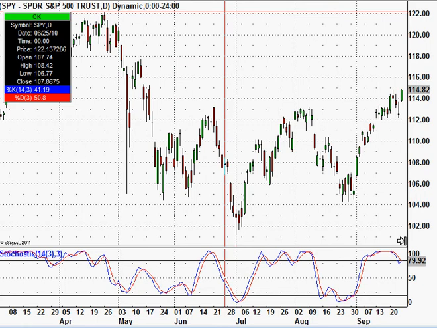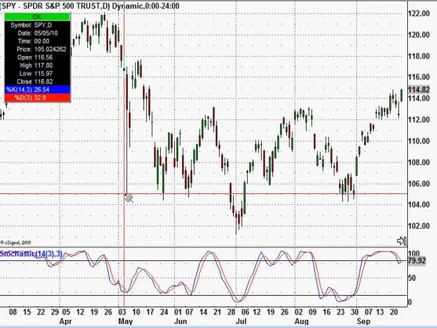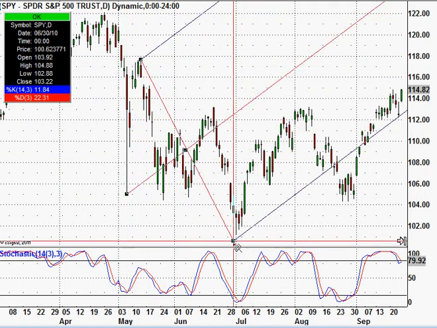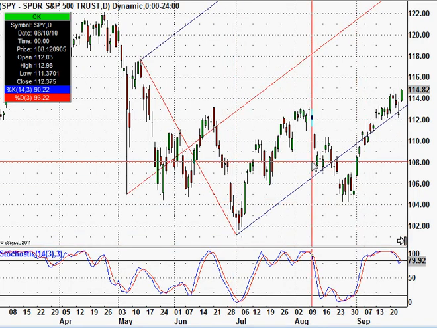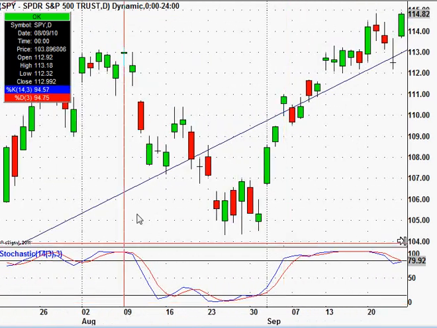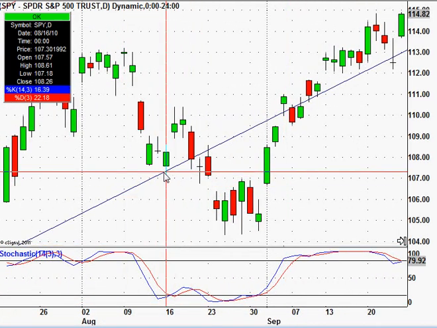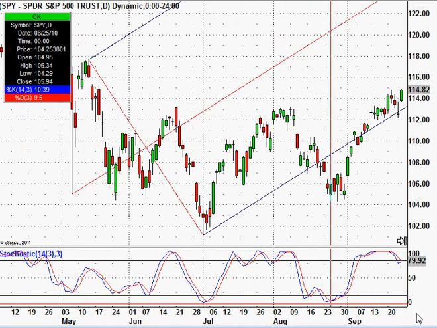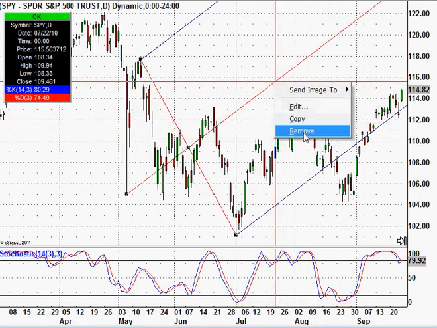And as you can see, then it makes a new low, and the first time it touches, you buy on the line, you sell it either on the same day or the next day. See, very clean.